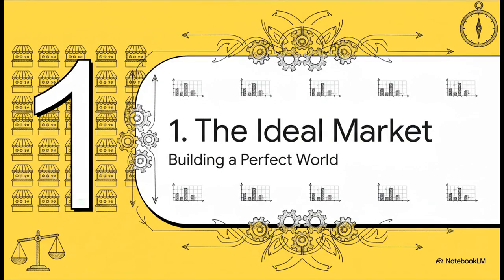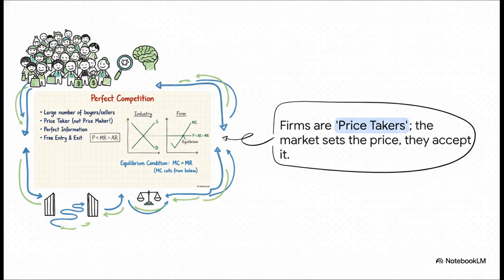You know, to make sense of something really complex and messy, scientists first build a simple, perfect model in a lab. Well, economists do the exact same thing. Theirs is called perfect competition, and believe me, it is the foundation for everything else we're going to talk about. Okay, so for this perfect market to exist, you need 4 key ingredients.